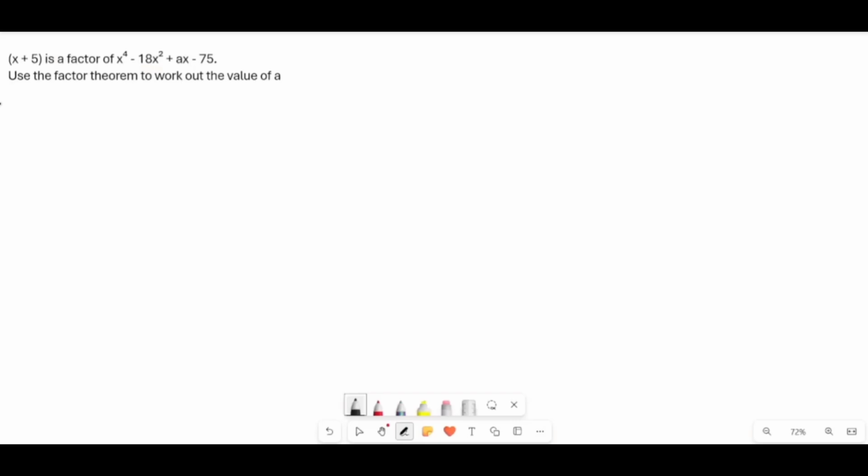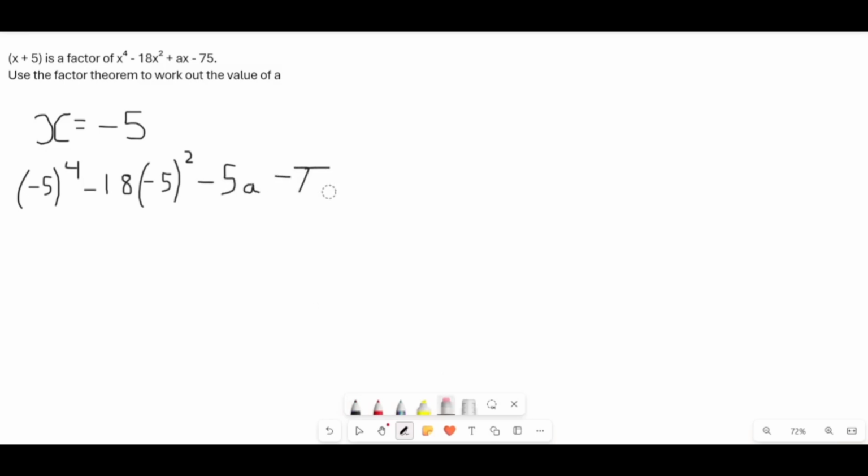Got a slightly more difficult question here that I may or may not have ripped off of the homework, but we're just going to solve it the same way. So to set that bracket equal to 0, x is going to be minus 5. And then like last time, we're going to substitute those values in. So now we've got to this point, we're just going to simplify again.